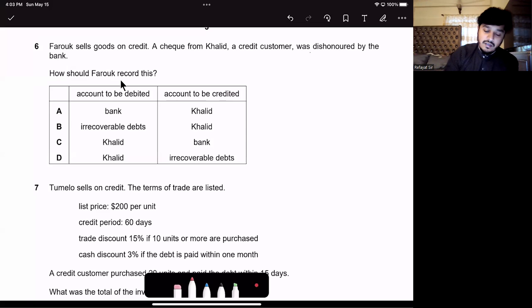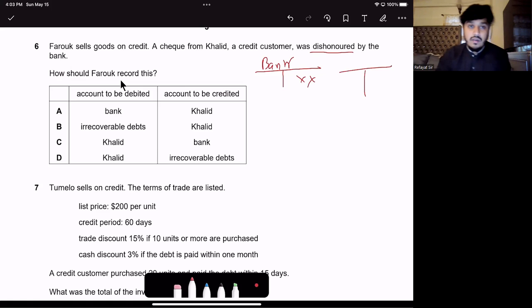All right, whenever there is a dishonored check, it means we are returning the money. So every time there is a dishonored check, the bank account is credited. And to whom are we returning it? We are returning it to Khalid. So Khalid's account will be debited. Accounts to be debited, Khalid. Accounts to be credited, bank. C.